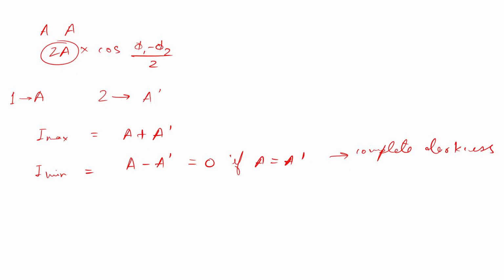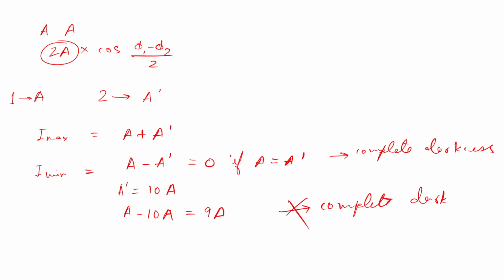But if these are not the same and there is a large difference between a and a prime, then the difference also will be large. Say a prime is 10 times a, meaning the amplitude of one wave is 10 times the amplitude of the other wave. Don't consider the sign, the difference will be this. That means we will not be getting complete darkness.